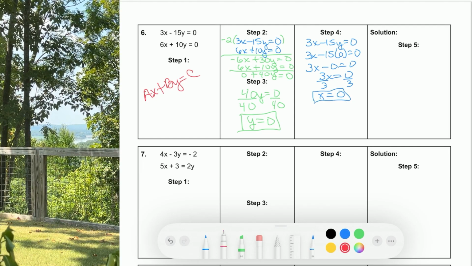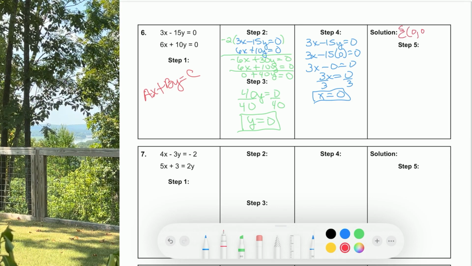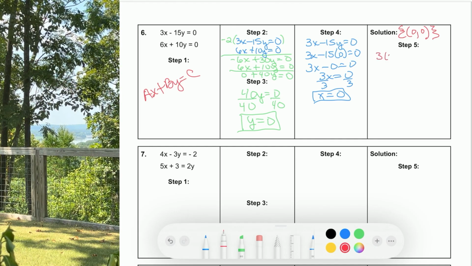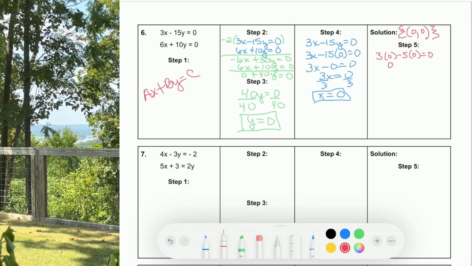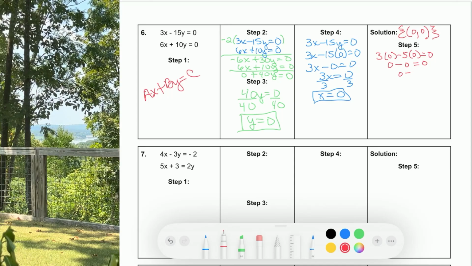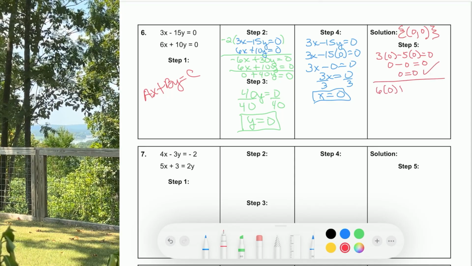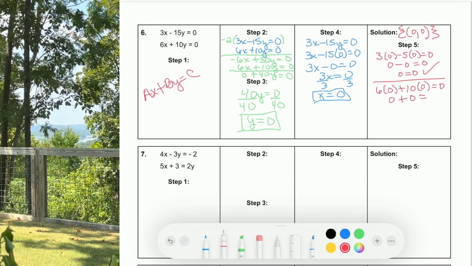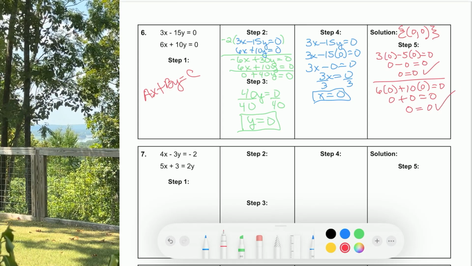So let's go ahead and write our solution set up here. The ordered pair of 0, 0, which is our origin on our graph, right? But let's double check. So we have 3 times 0 minus 15 times 0 equals 0. So 0 minus 0, 0 equals 0. So yes, that is correct. Let's check our other one. 6 times 0 plus 10 times 0. 0 plus 0, and we get 0 equals 0. So yes, we have done that one correctly.